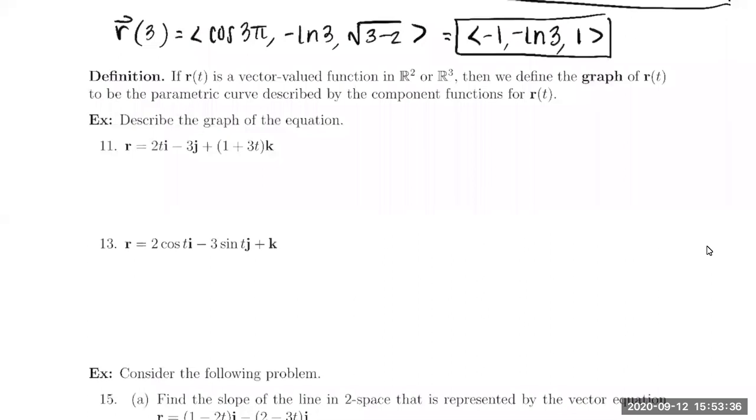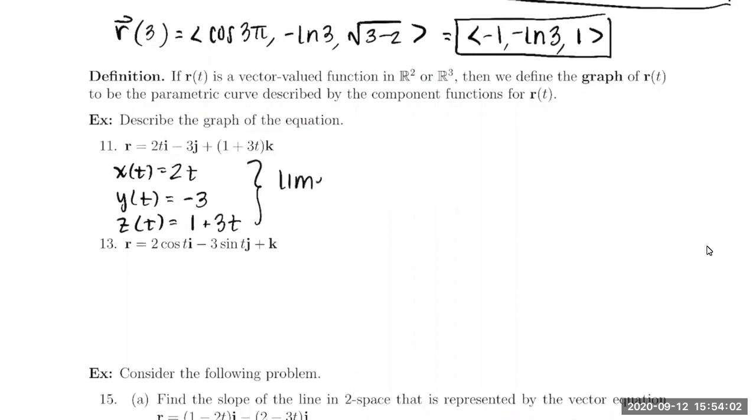Describe the graph of the equation. So we're not actually graphing it, we just want to describe it. So looking at number 11, we have the following component functions. We have x of t is 2t, y of t is negative 3, and z of t is 1 plus 3t. So when we look at it in this way, we recognize this to just be a line. Not a lime, a line. And so you can refer back to section 11.5 when we discuss parametric equations of lines in 3 space. We also did lines in 2 space. And so this is going to be a line. And let me be a little bit more specific.